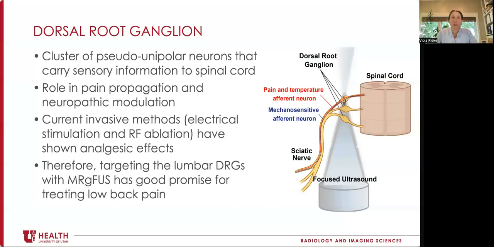The dorsal root ganglion, or DRG, is a cluster of pseudo-unipolar neurons adjacent to the spinal cord that carry all sensory signals from the peripheral nervous system to the central nervous system. Neurons in the DRG not only carry sensory signals, including pain and temperature, they also play a role in pain modulation. Studies using electrical stimulation and thermal radiofrequency ablation of the DRG have shown viable short-term success in patients and animal models. Therefore, targeting the lumbar DRGs with MR-guided focused ultrasound has good promise for treating low back pain.